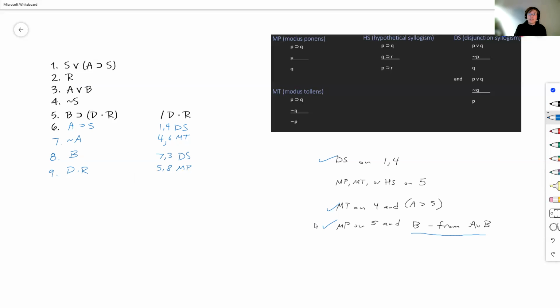And then now maybe you're taking stock and you're going, oh my gosh, wait a minute. I've never used line 2. How do I know? Not just because I did the proof, but because 2 doesn't show up anywhere in the justifications. That means I never used it. I never referred to it. I never relied on it.